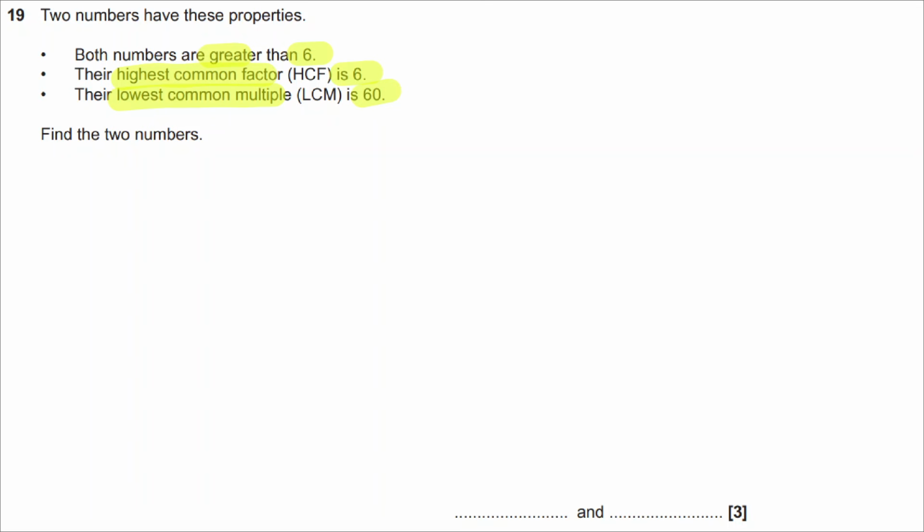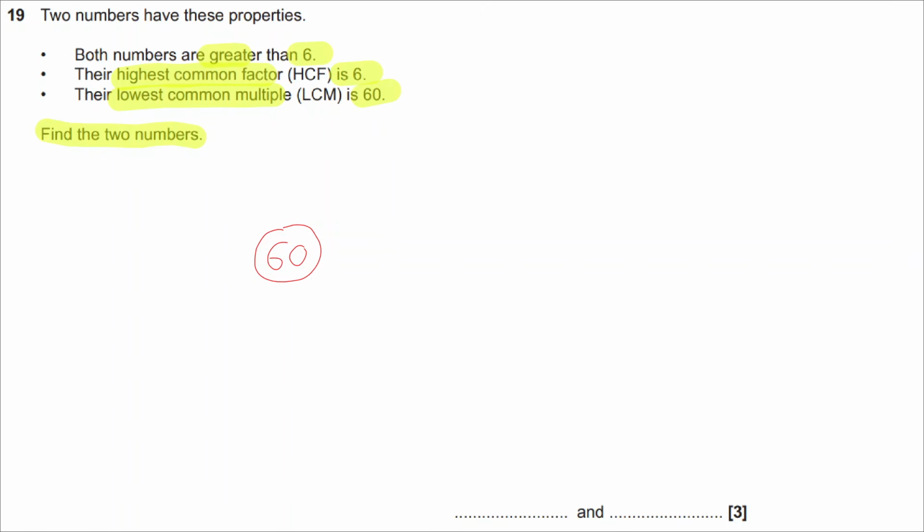Now, if we consider the number 60 and the factors of 60, which seems a bit strange because it tells you that the lowest common multiple is 60, and usually you write up the times tables, but we know that the biggest factor has to be 6, and we're trying to find two numbers that are going to work to give us these three statements. If we consider the factors of 60, we can choose two numbers where the highest common factor is going to be 6.